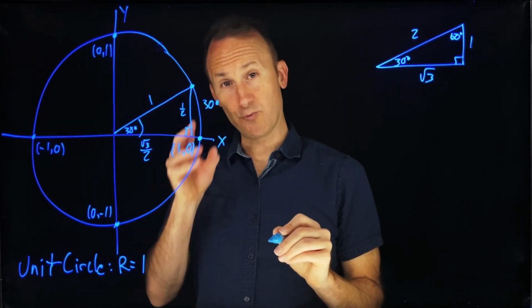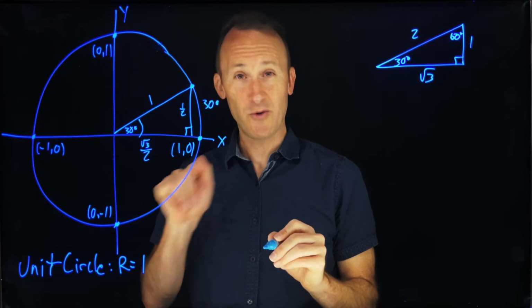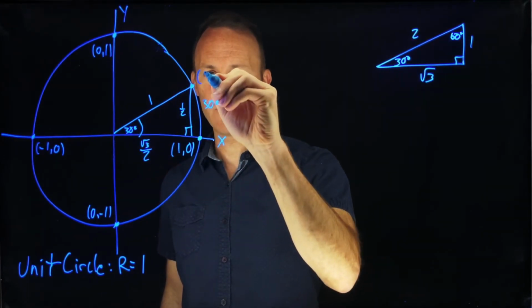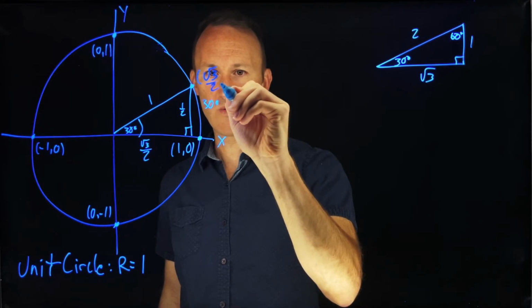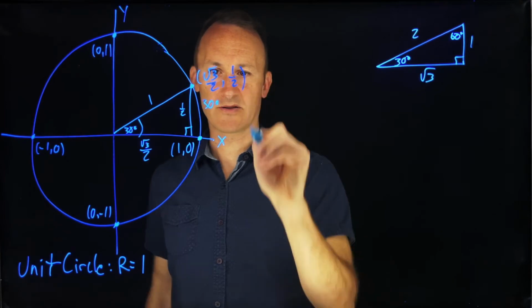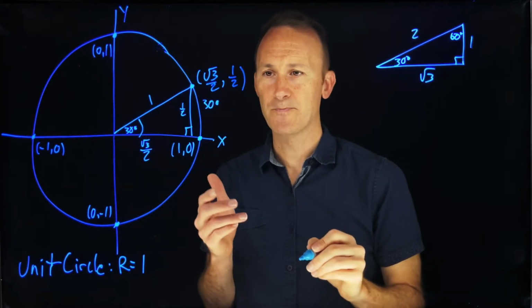Okay, so what that does is it tells us the x and y coordinates. So the x here is going to be the square root of 3 over 2. And the y is going to be 1/2. Because coordinates are always x comma y.